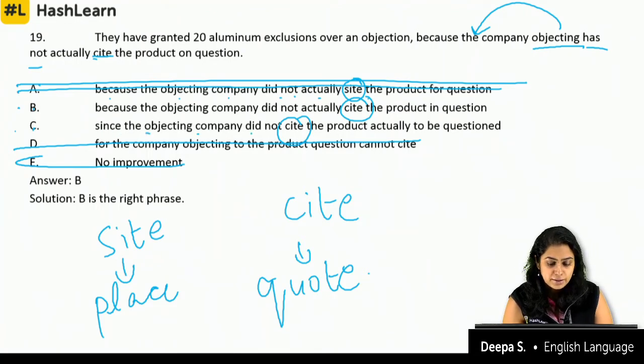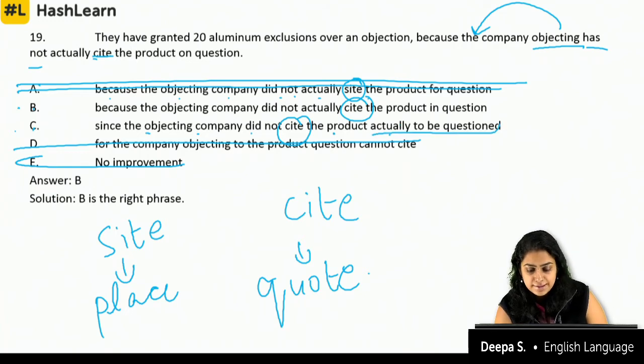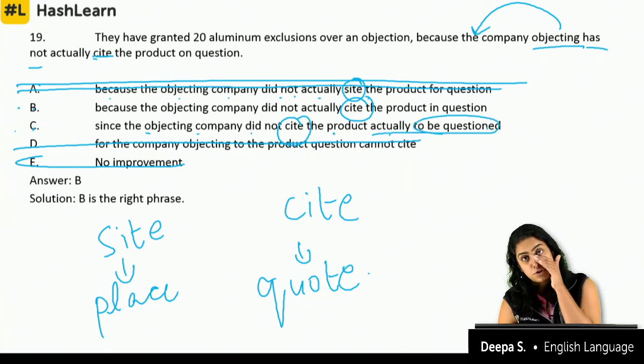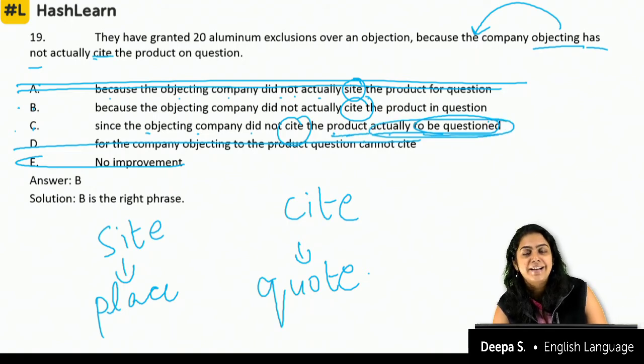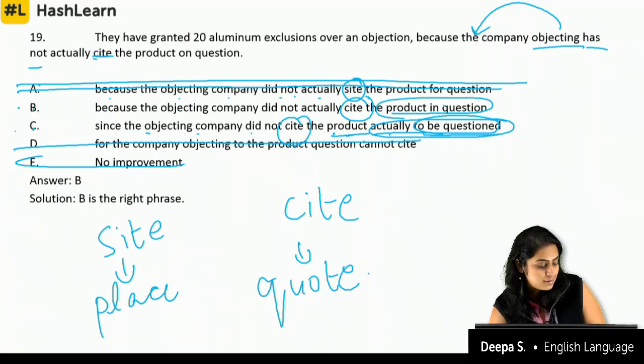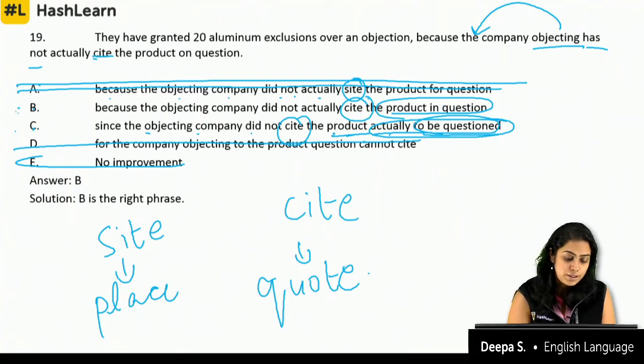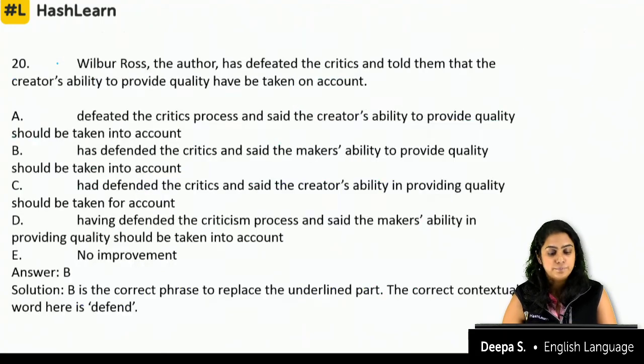Since the objecting company did not cite the product actually to be questioned, in question and to be questioned. Now, product to be questioned, I am questioning the product, which makes no sense. I can question a person, but when you think about product in question, it means this is the product that we are talking about. The contextual meaning is that. So B is your answer.